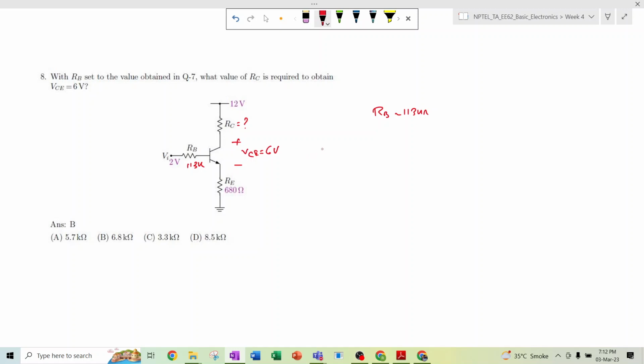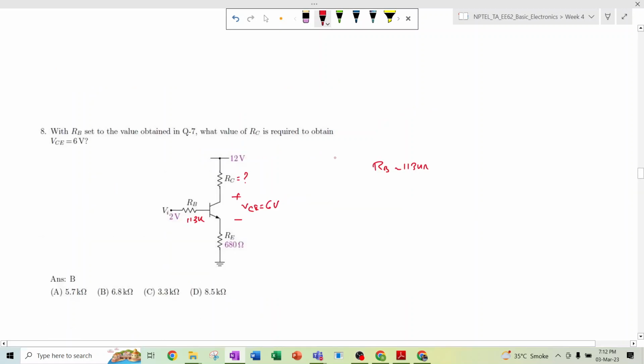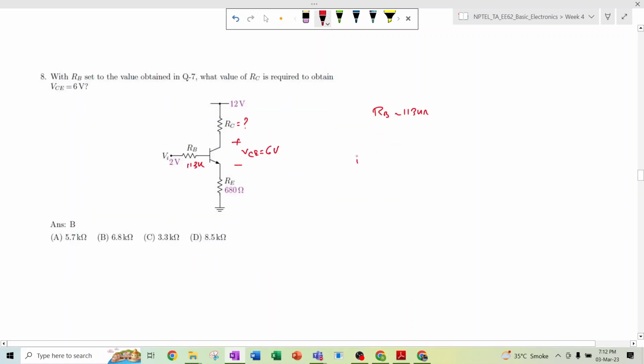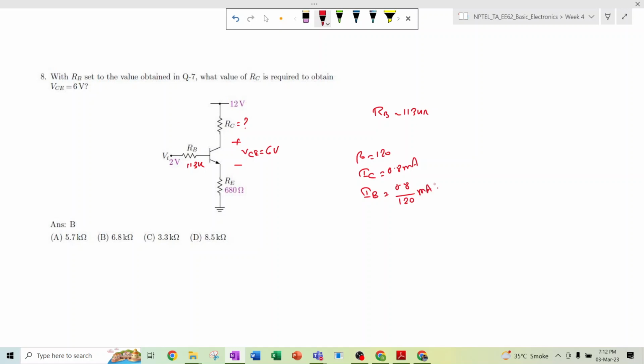So what we have already measured, we already know that the value of beta is 120 and the value of IC is 0.8 milliampere. Then the value of IB is nothing but IC divided by beta, that means this much milliampere, right? You know that. So to find out the value of RC, you should look at this terminal. This is known as the output KVL.